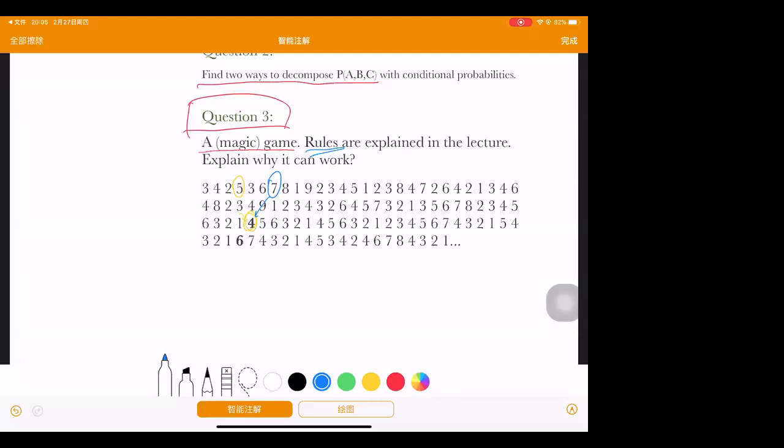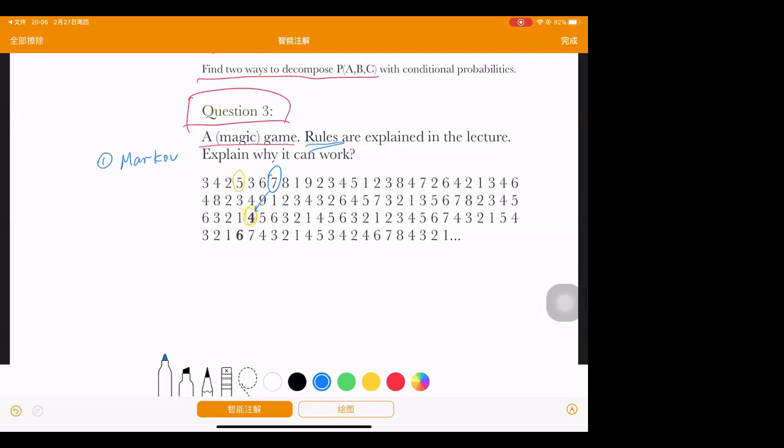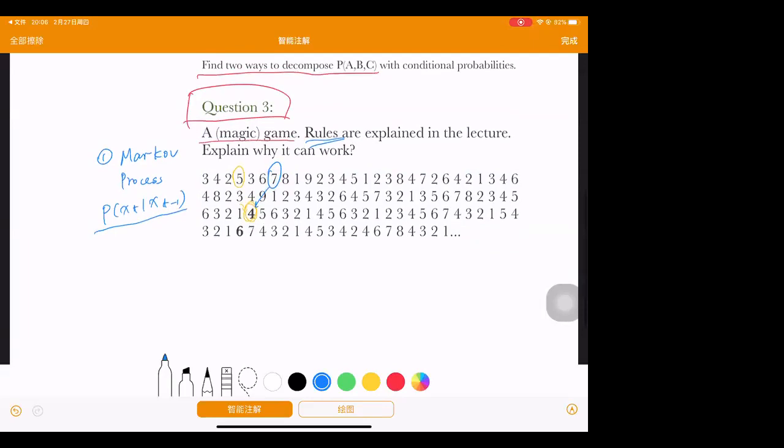Okay, then I will quickly try to summarize the reasons why this kind of game can always work. Firstly, we know there are certain properties of this game. Firstly, this is a Markov, because your next state is only determined by the previous number. This is also a Markov process, because the rule P of x_t given x_{t-1} is fixed. So this is the Markov process. This is the first thing.